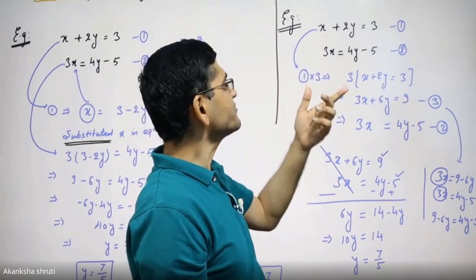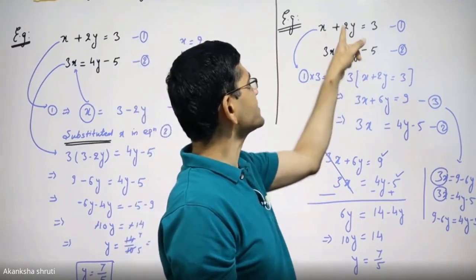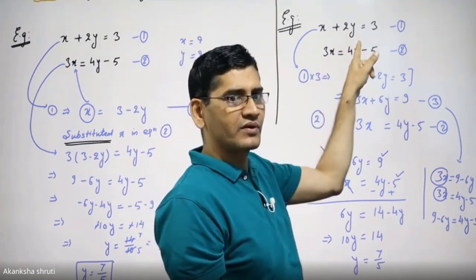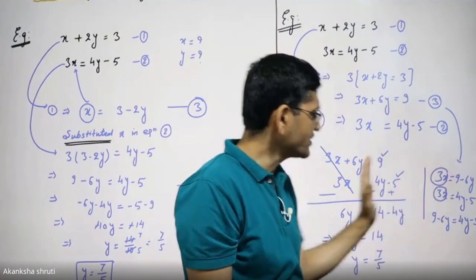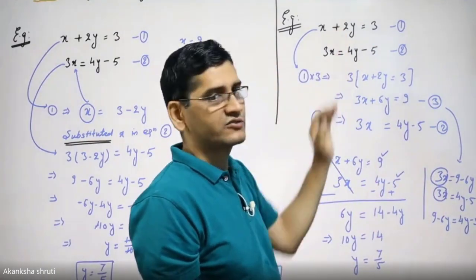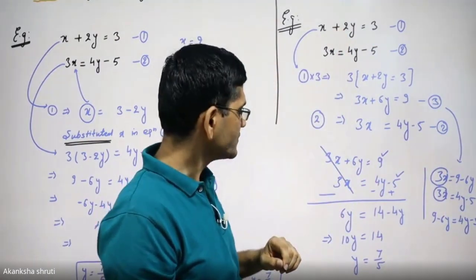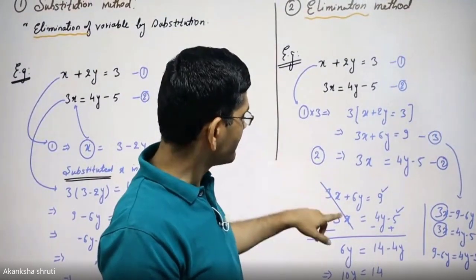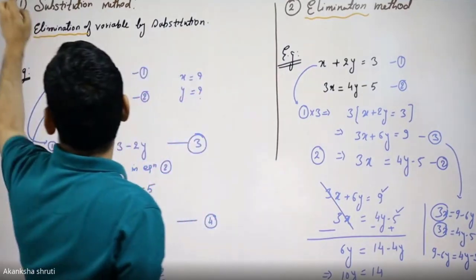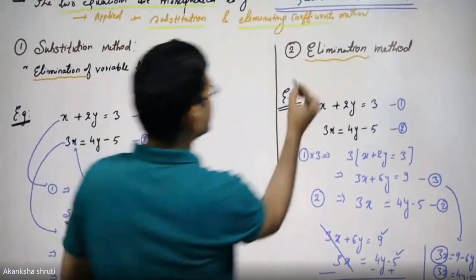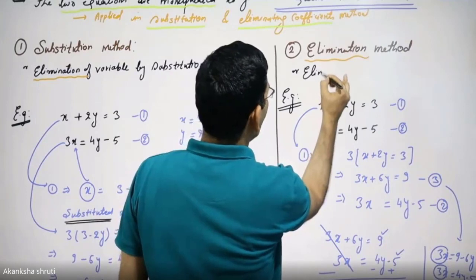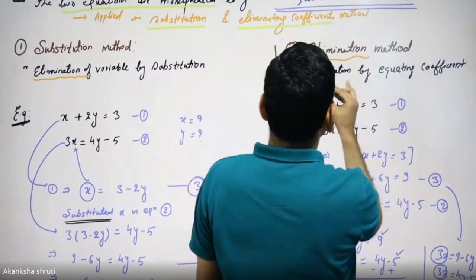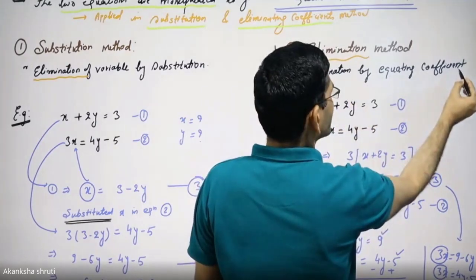Student, you may think of equalizing the coefficient of this y also by multiplying the first by 2. By applying either of these two methods, you can eliminate this y. That we will also do. So that's why this method is called elimination by equating coefficients. So write this. So this method is also called elimination by equating coefficients.